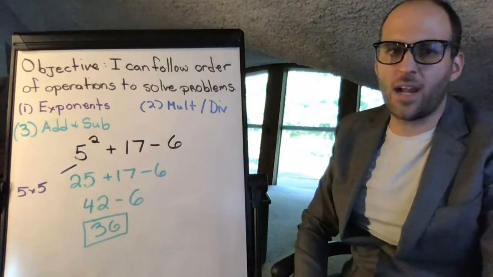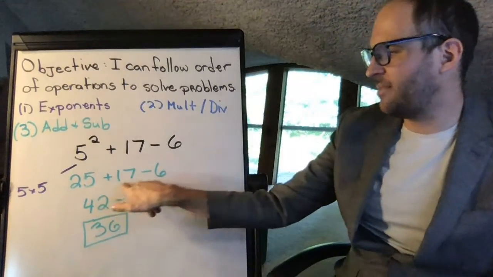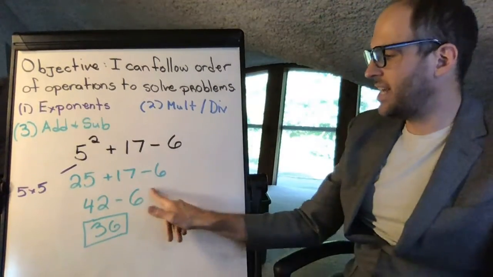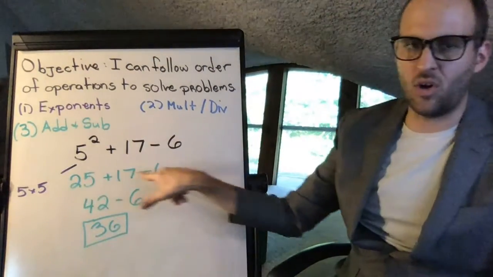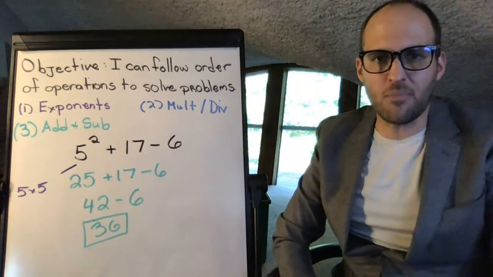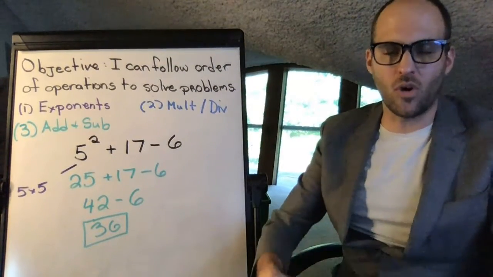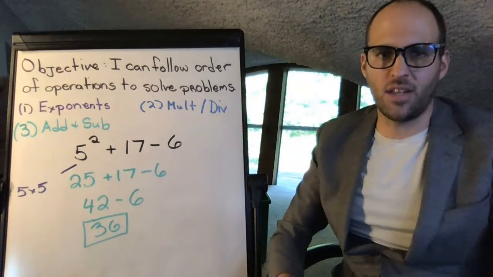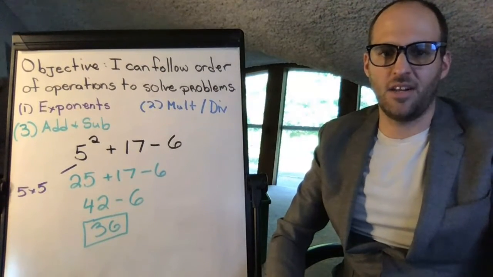Now it just goes back to regular order of operations. 25 plus 17 is 46. Minus 6 is 36. Again, you have to go left to right. So exponents is just one extra step in the order of operations, but it is one more thing you have to think about when doing these problems. Let's look at another example.